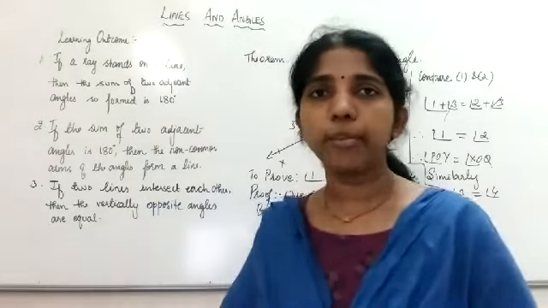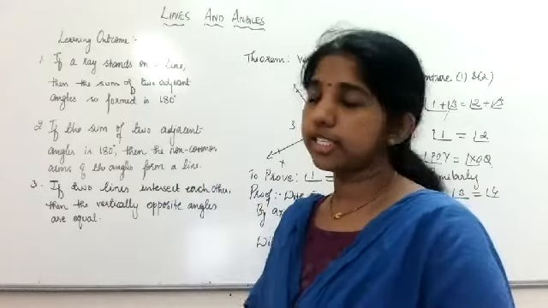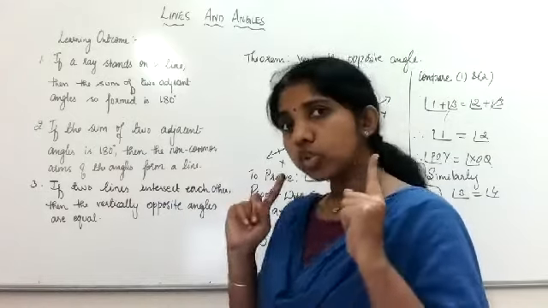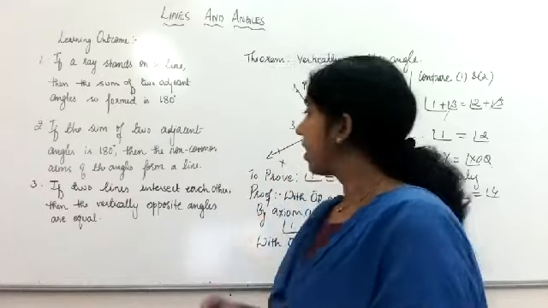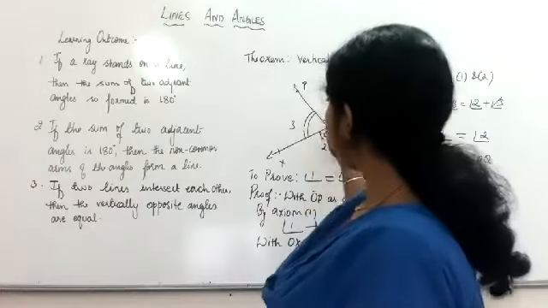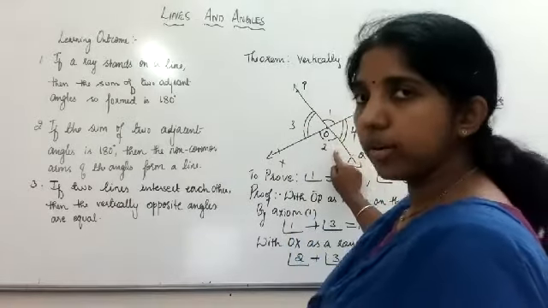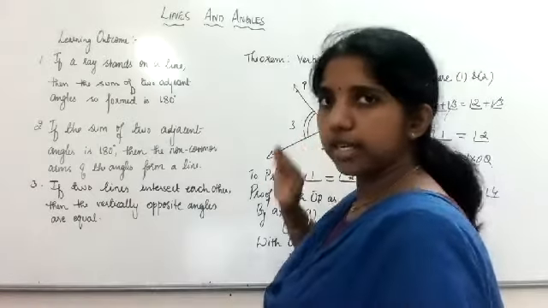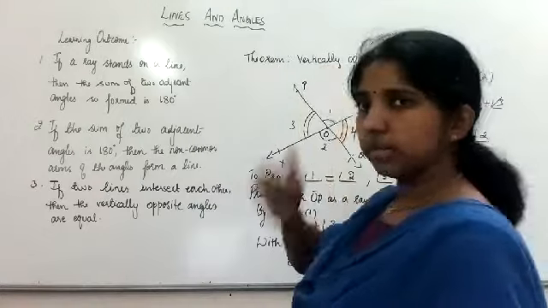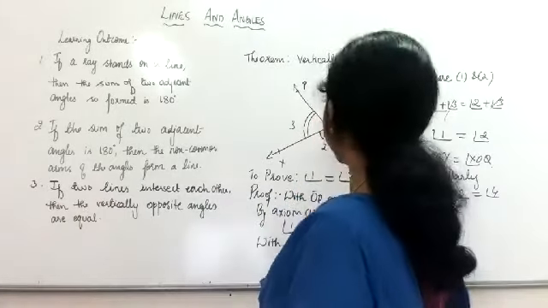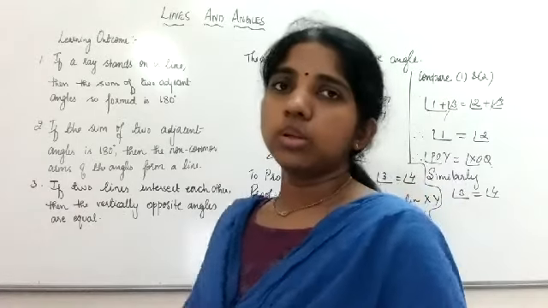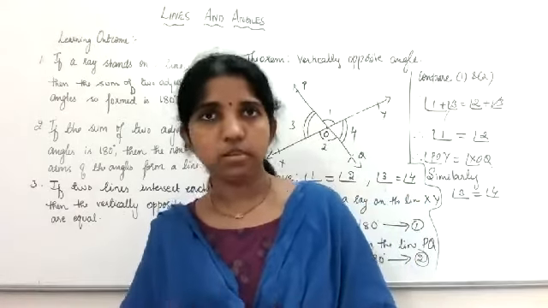Next, what we have proved is the vertically opposite angles. It states that if you are taking two lines, and if those two lines intersect each other, their vertically opposite angles are equal. So this angle is vertically opposite to this. Vertically opposite angles are equal to each other. These are the concepts we have learned today.